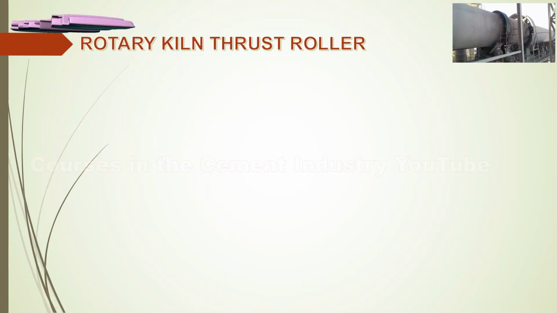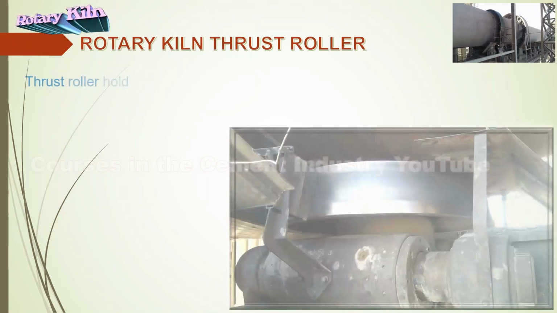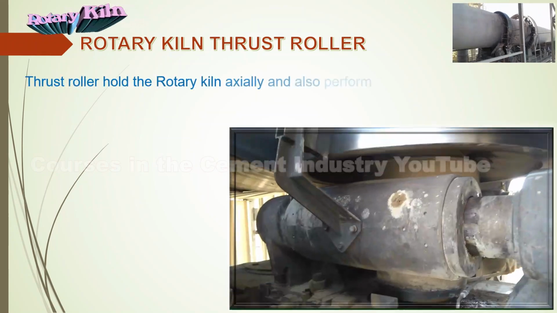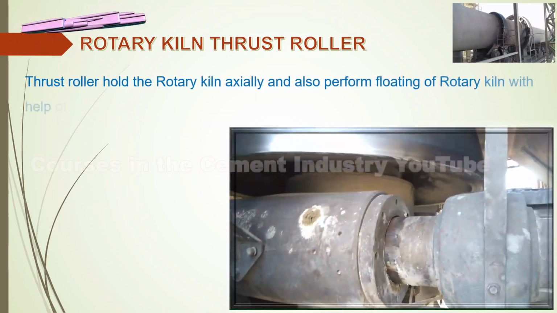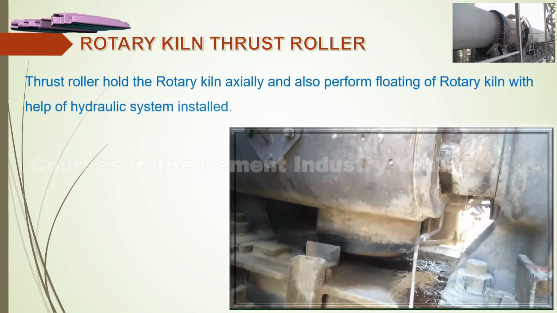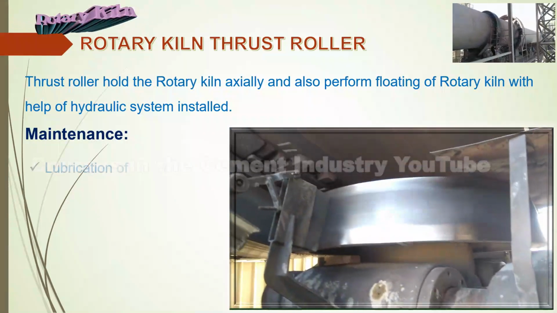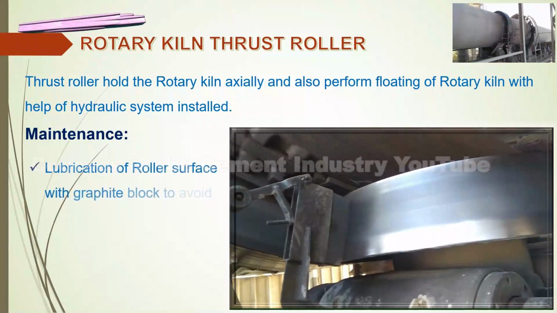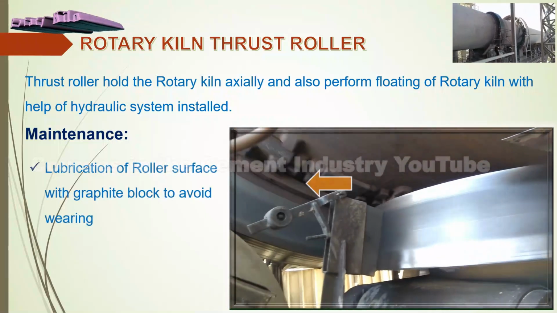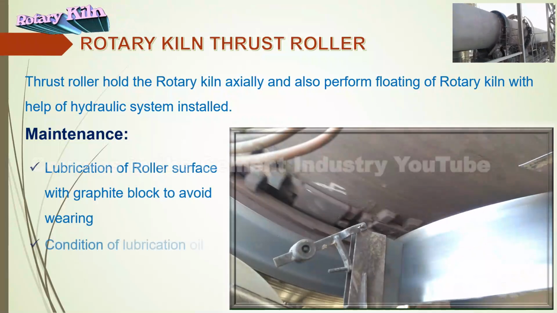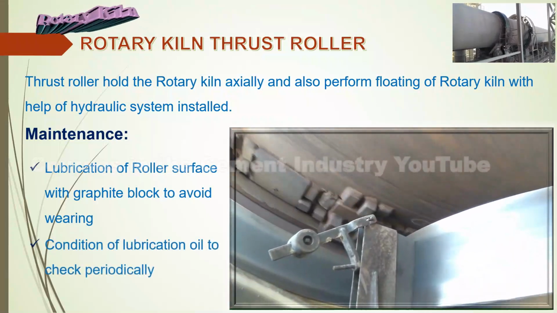Rotary kiln thrust roller. The thrust roller holds the rotary kiln axially, and also performs floating of the rotary kiln, with the help of the installed hydraulic system. Maintenance. 1. Lubrication of roller surface with graphite block to avoid wearing. 2. Condition of lubrication oil to be checked periodically.